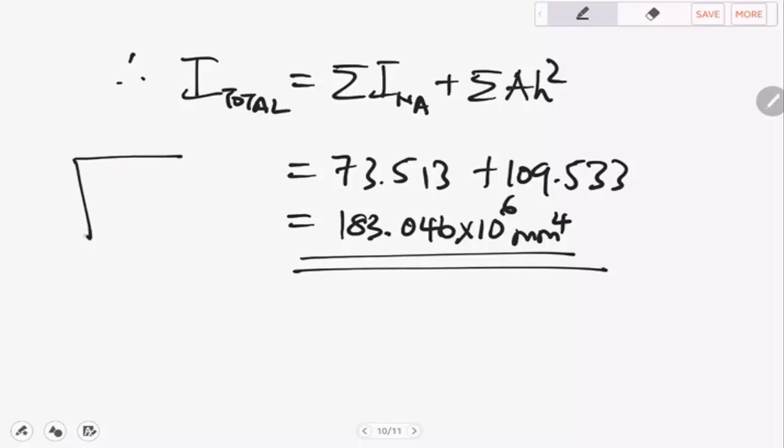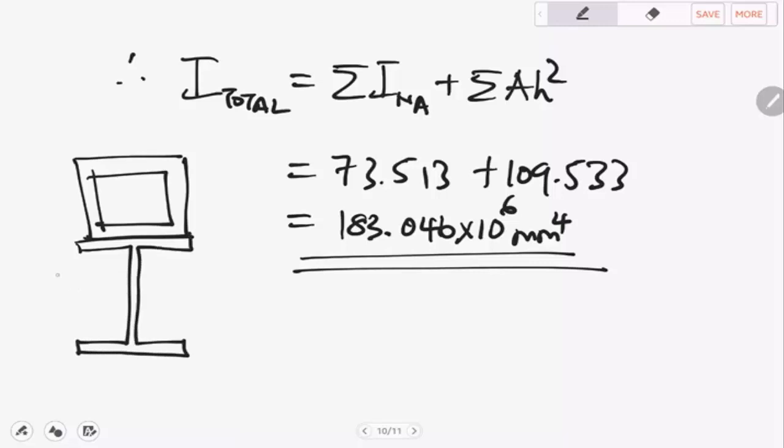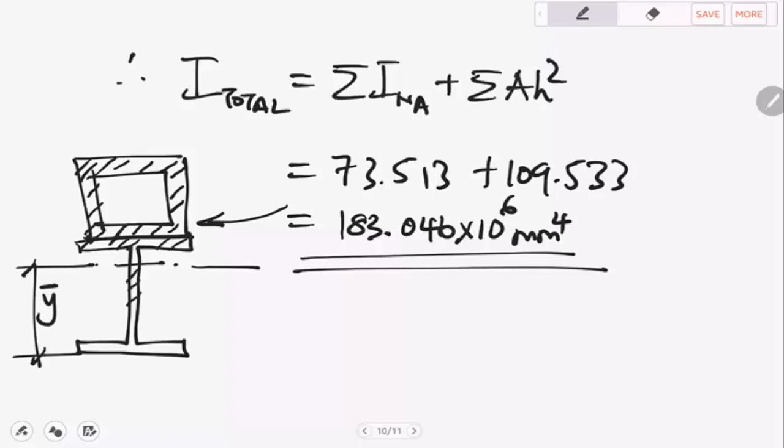So that compound shape, which looks like this, and having a neutral axis somewhere there, which is our y bar, this whole thing has got a second moment of area of 183.046. Is that clear? Yes, sir.